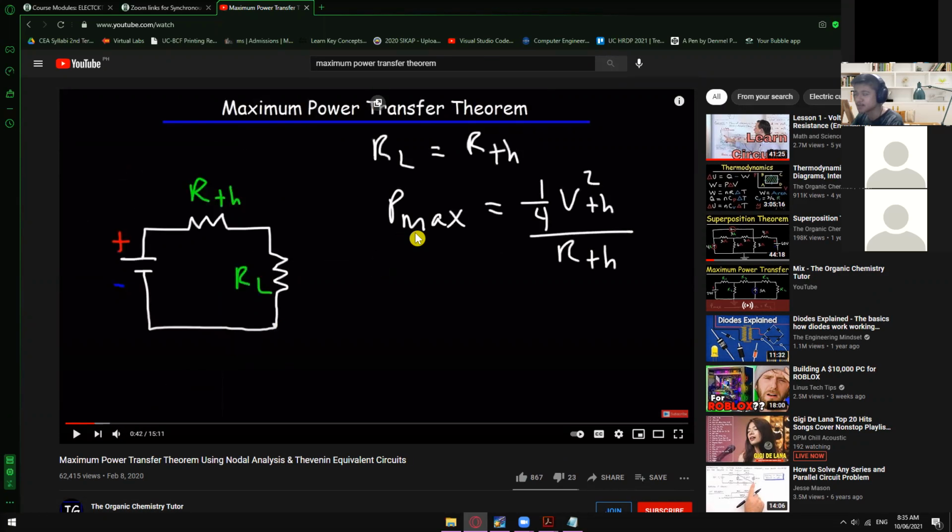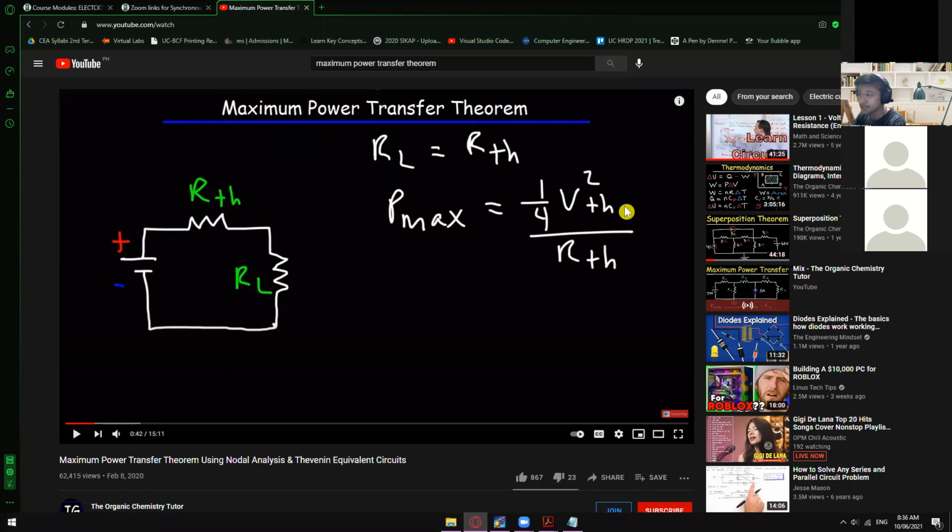So for you to be able to get the P max, all you need to have is this formula. I would like you guys to take note of this formula. P max, this is the formula to solve for the maximum power transfer, which is called Pmax. It is equal to 1/4 VTH squared divided by the RTH.